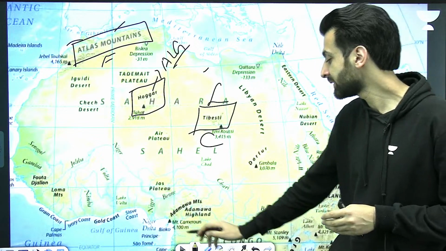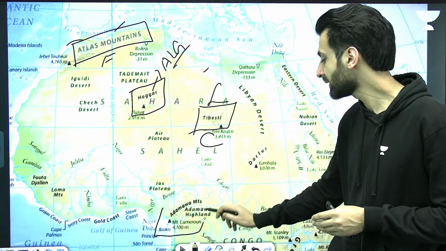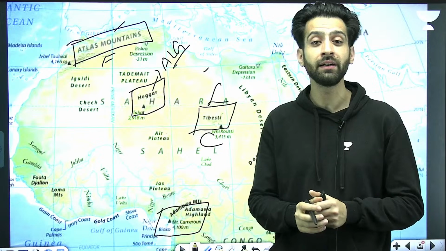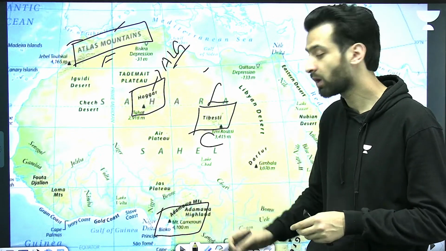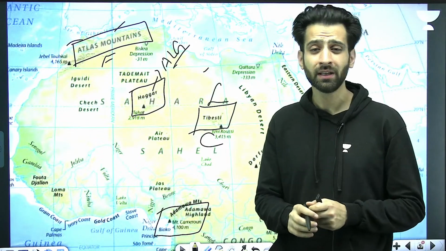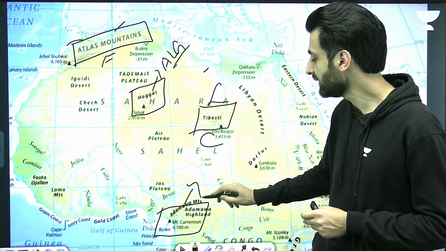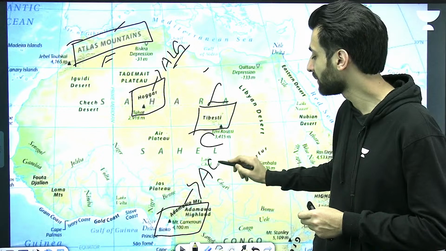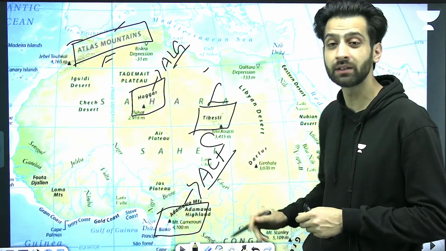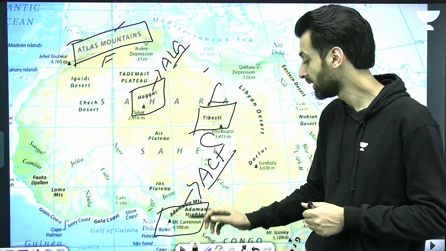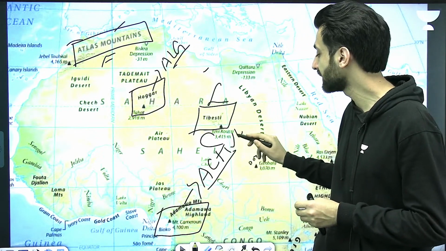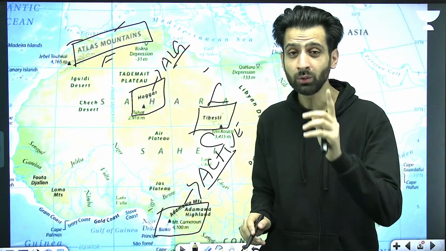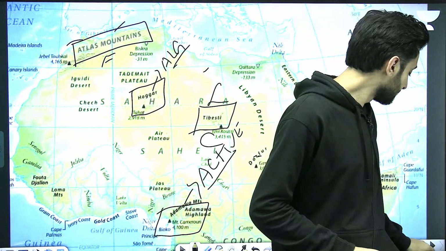Then going towards another important mountain, that is Mount Cameroon. It is located in Cameroon. Cameroon is a country, and the mountain is named Mount Cameroon. Why is it important? Because it is the only active volcanic mountain in the African continent right now. Okay, Mount Cameroon is the only active volcanic mountain in the African continent. So what is the name? Mount Cameroon. So this was another mountain.